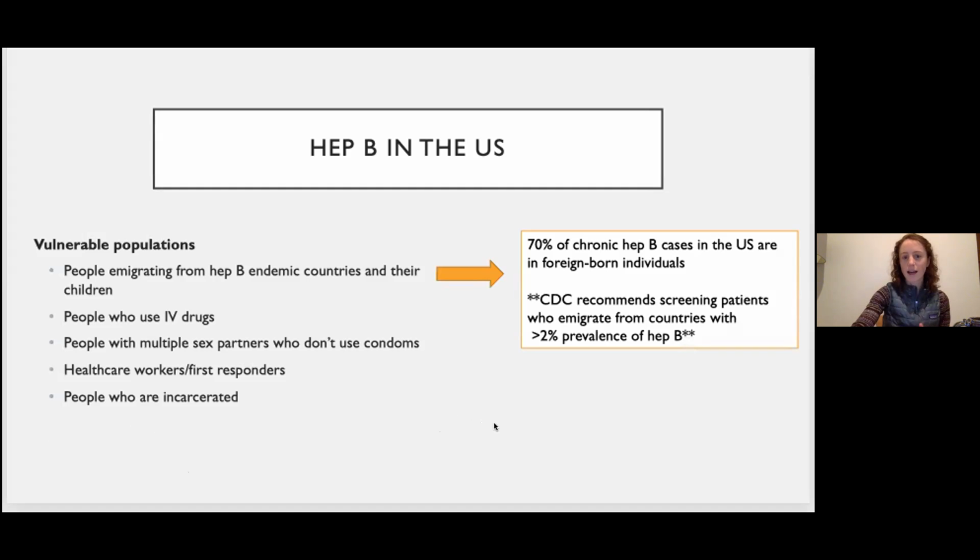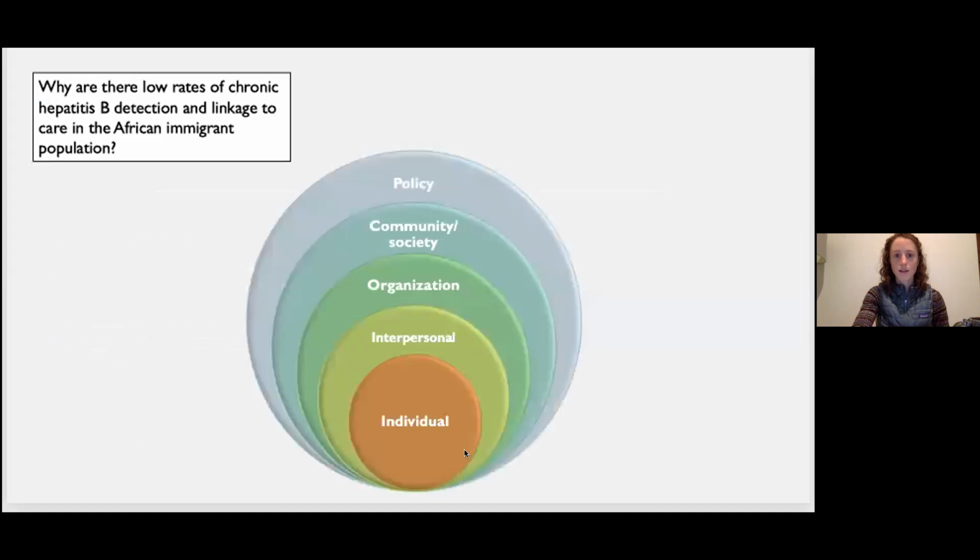And I also just want to be clear that anyone on this vulnerable populations list is recommended to get Hep B serologies to look for infection or confirm immunity. But I wanted to point out the CDC recommendation specifically given our case and the focus of our conversation. So now to zoom out again from the clinical context, I want to ask the question, why are there low rates of chronic hepatitis B detection and linkage to care in the African immigrant population?